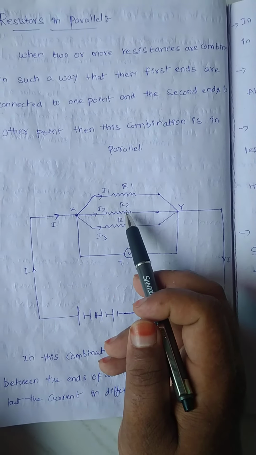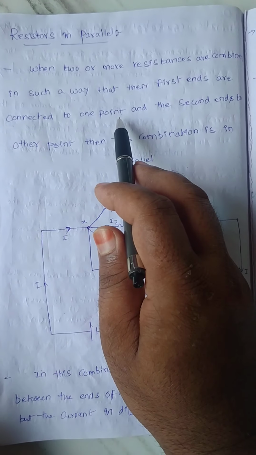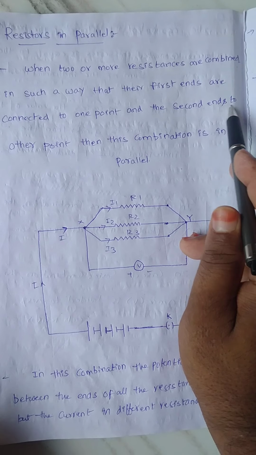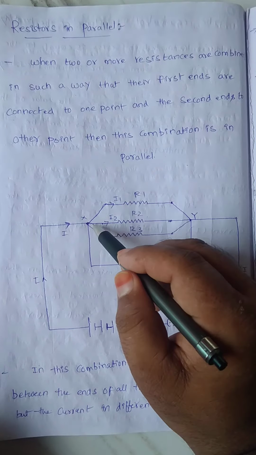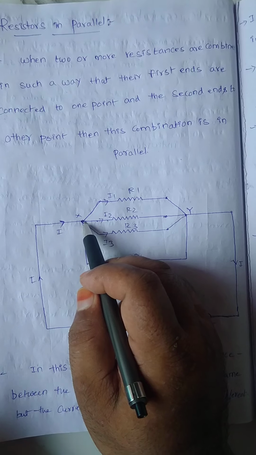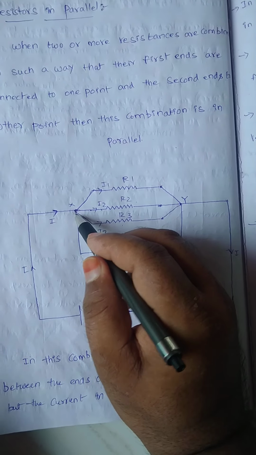Now let's see what we have to describe here. I just want to discuss some theory about this. When two or more resistors are combined in such a way that their first ends are connected to one point, and their second ends are connected to another point, then this combination is parallel. Here also, for each resistance, the first end is connected to one point and the second end to another point, and this combination we call a parallel combination.